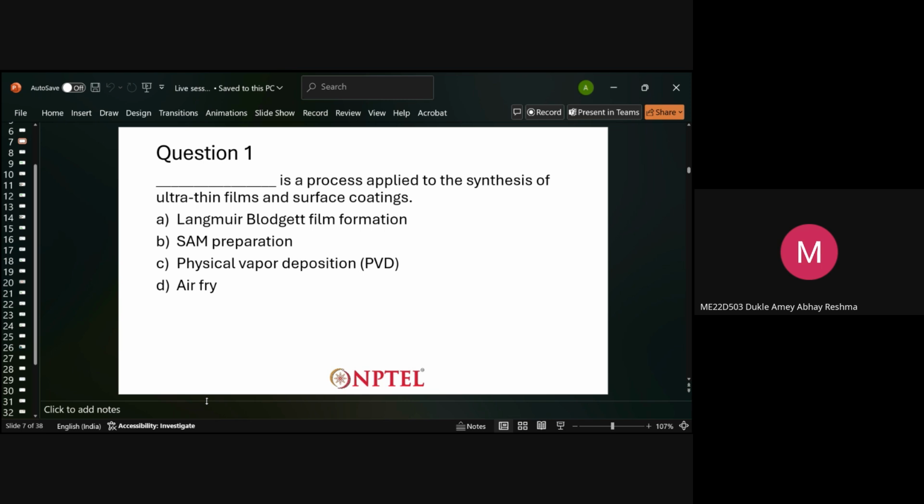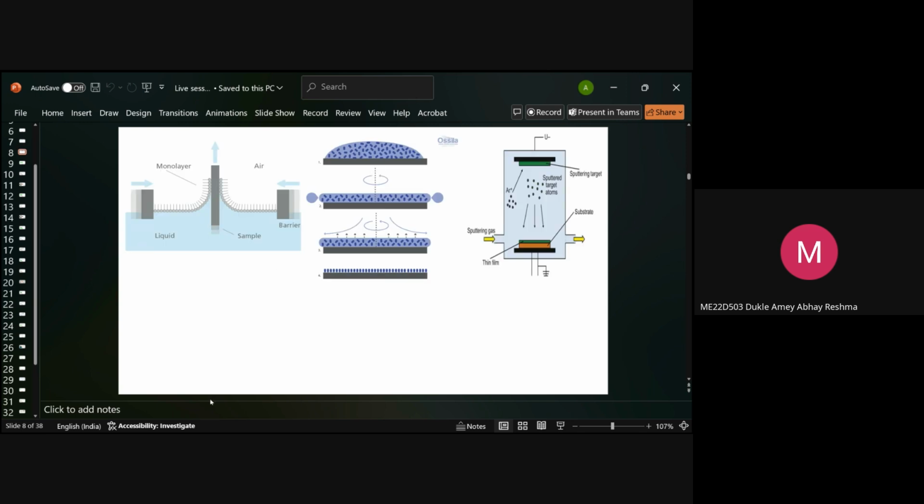Physical vapor deposition, PVD, or air fry. So basically, I'll just show you all the processes. So basically, air fry is not an option, series option. So these are the series options.